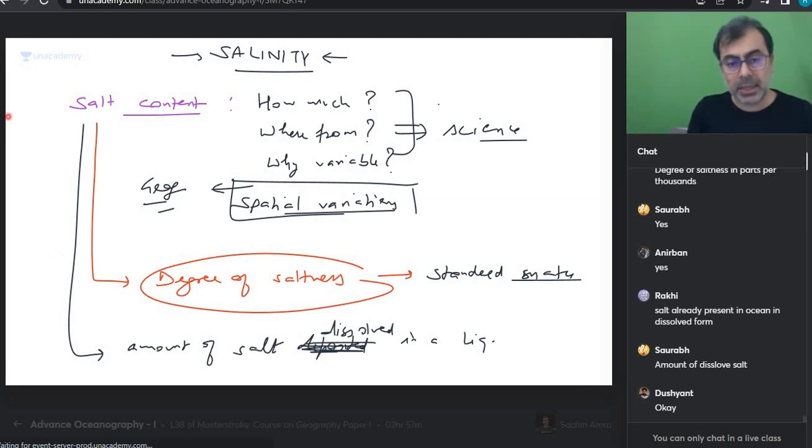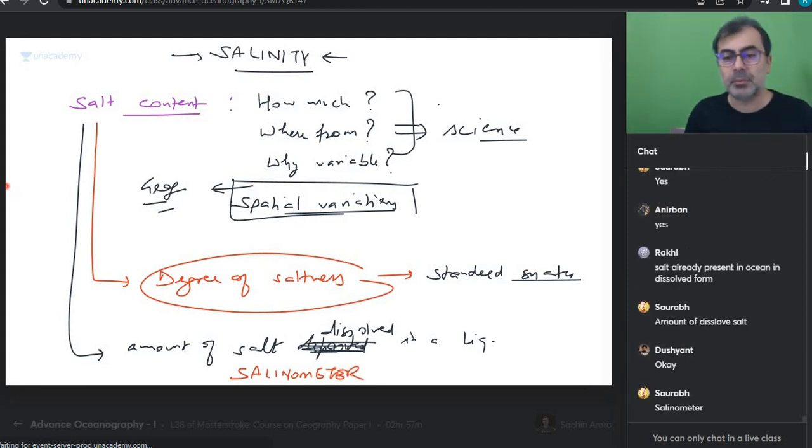How can we measure this? Can we measure it? Do we have a device? This device is called a salinometer. Do we get that? And the units are ppt, parts per thousand.